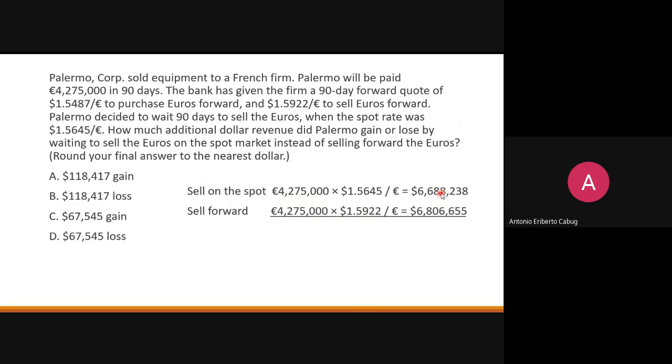Mas konti yung natanggap niya. Palermo received less in dollar equivalent than what it could have been by 118,417. So there's a $118,417 loss. Okay?